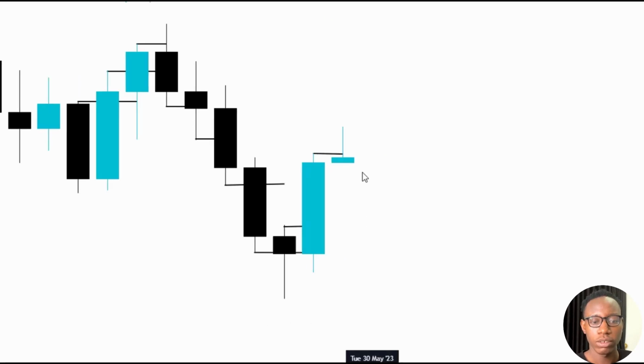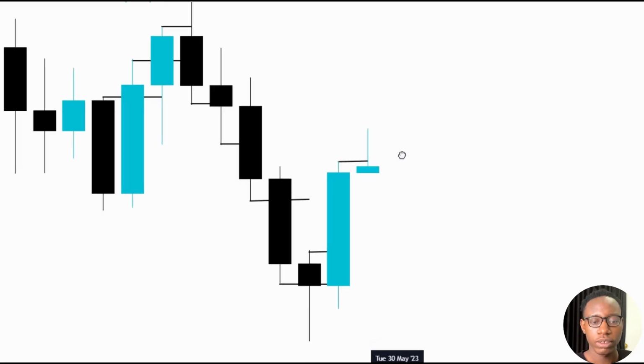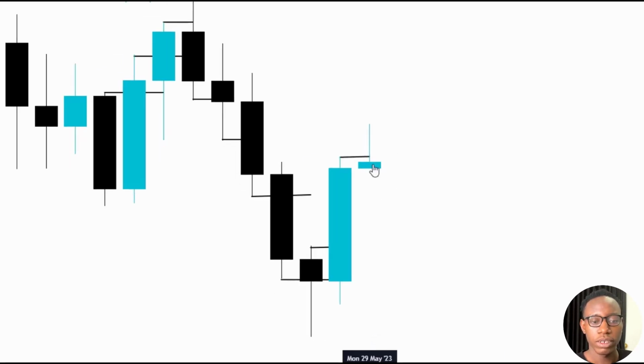If you continue playing, you see that we have taken out the previous day high, we have a reach of the previous day high, but the price has failed to displace above that. So I will expect price to continue our move to the downside.